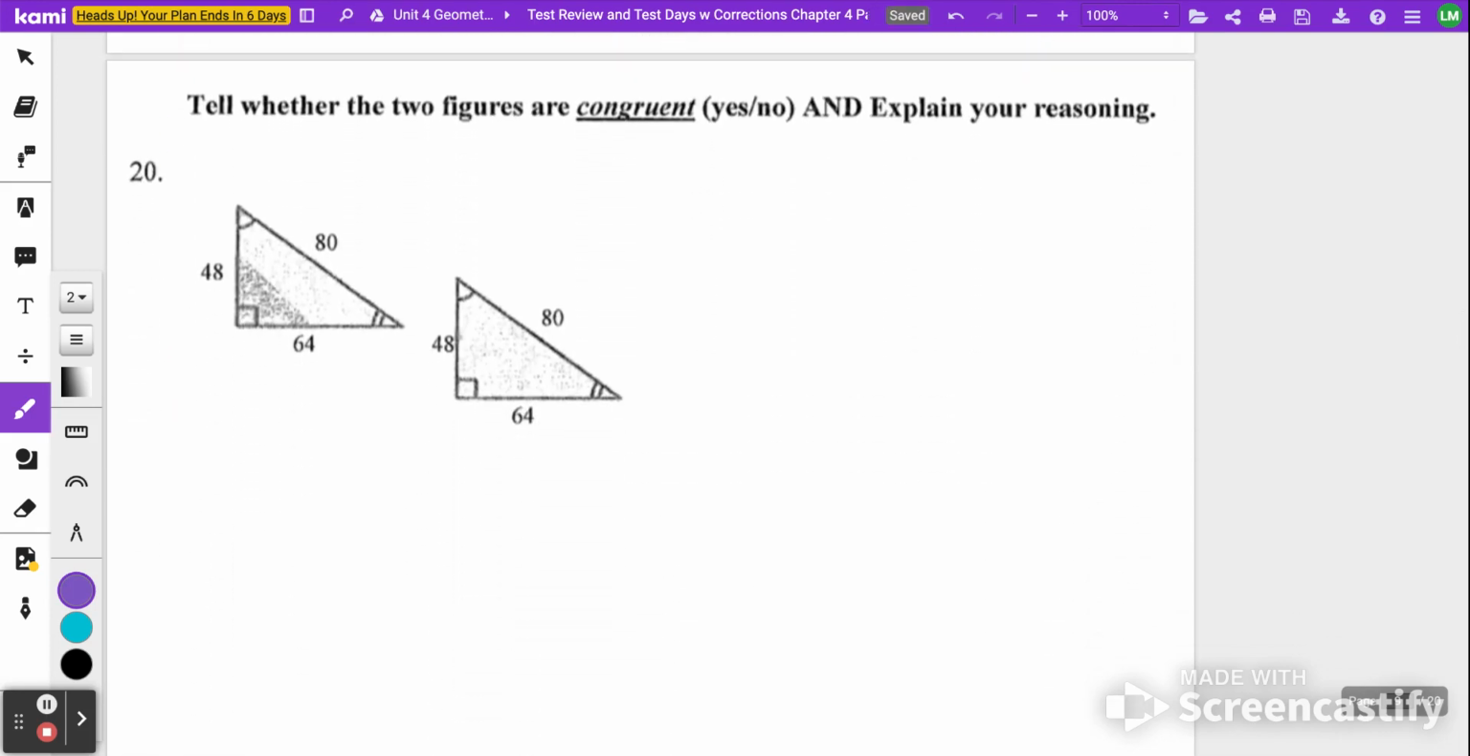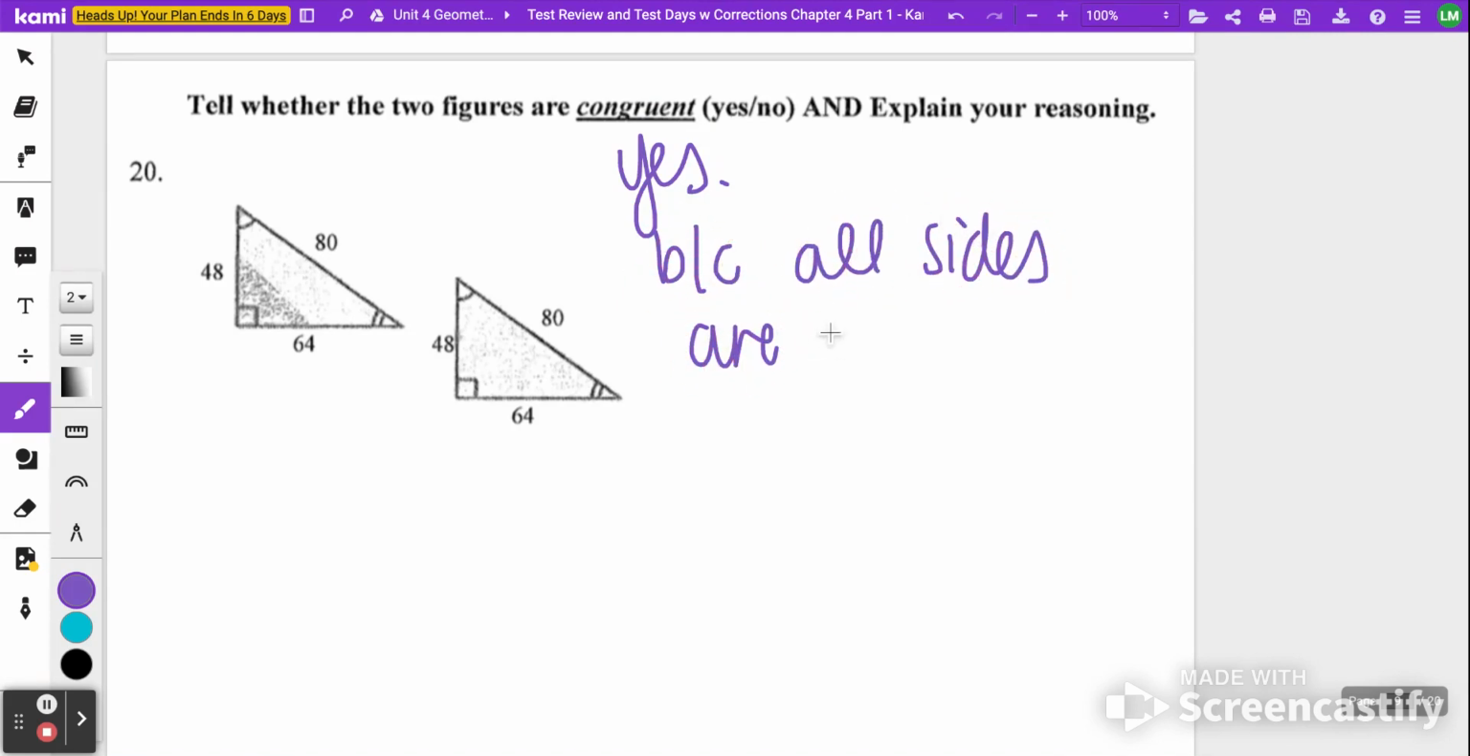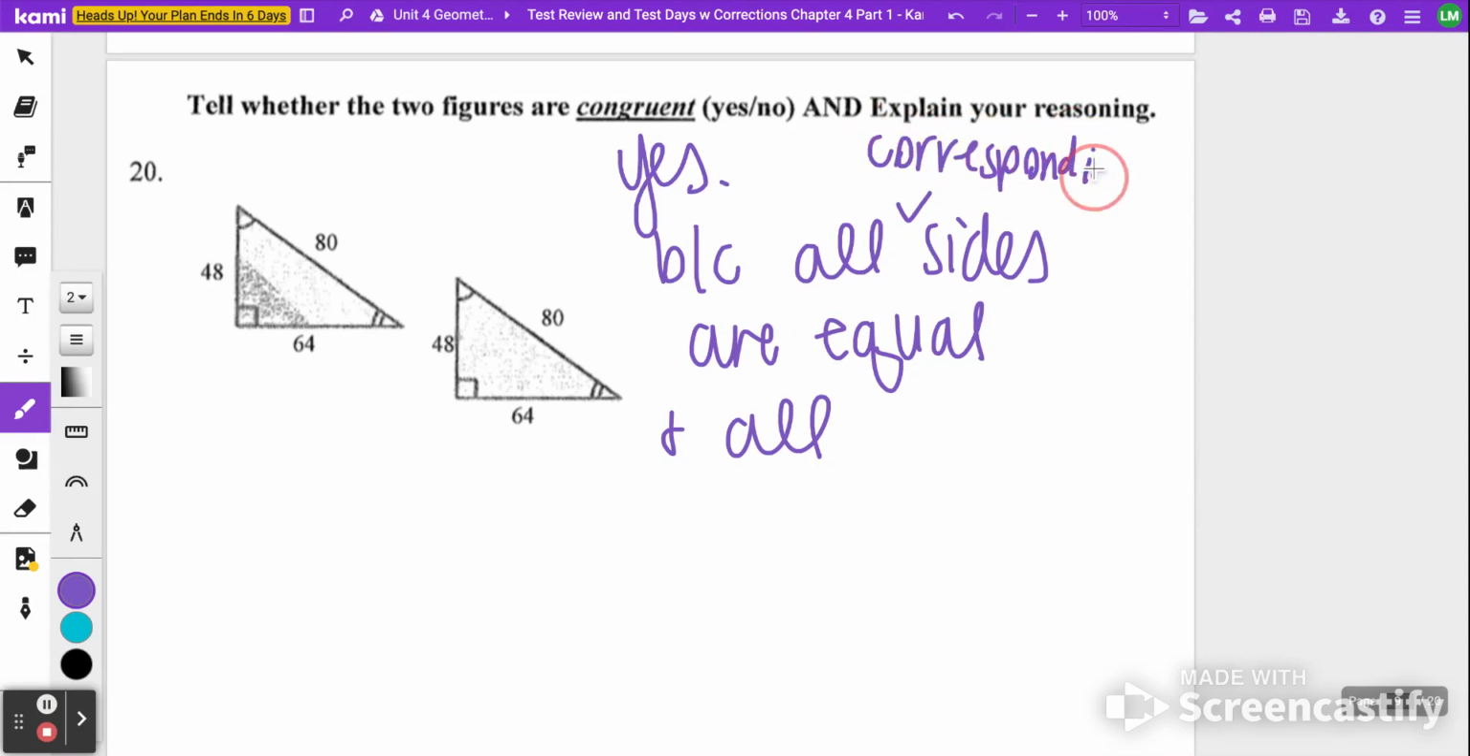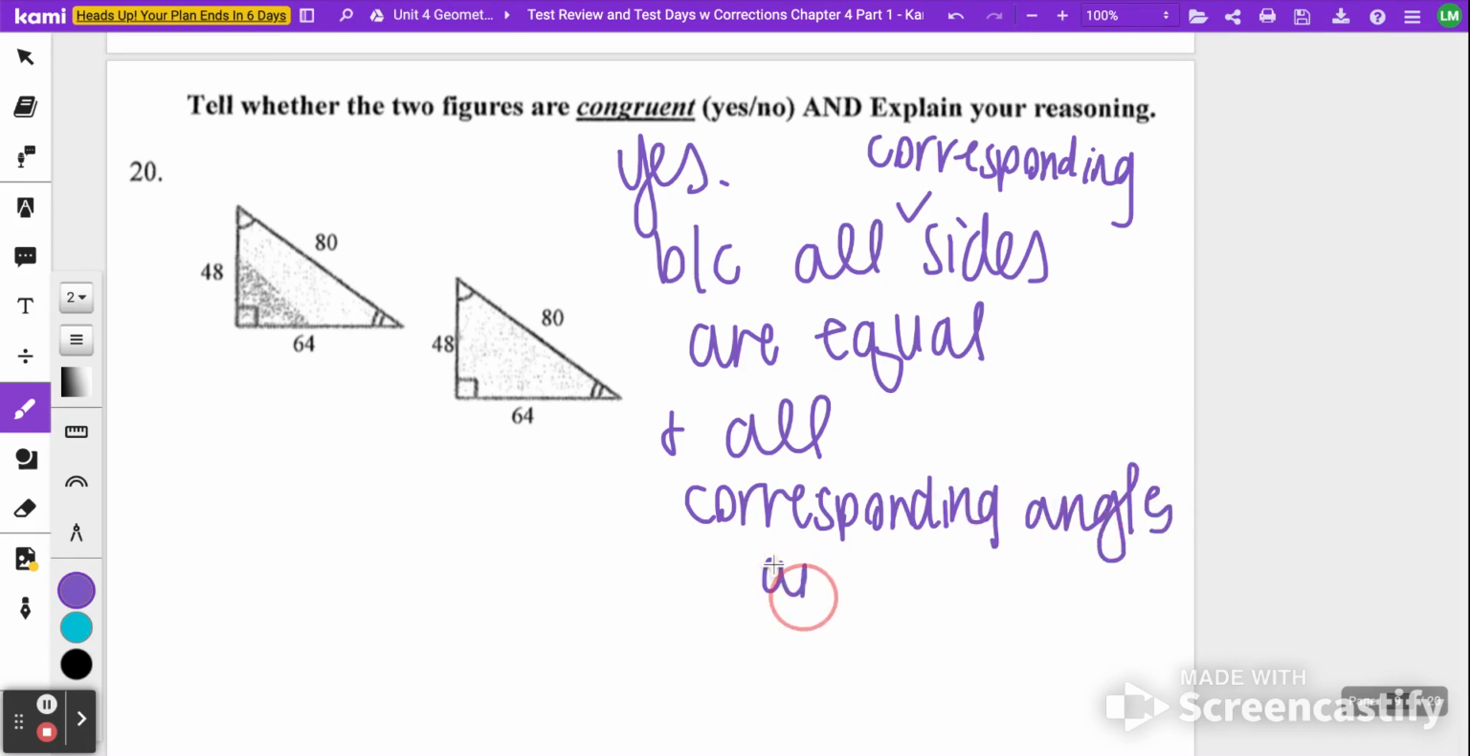Tell whether the 2 figures are congruent and explain your reasoning. So right here, it looks like they're congruent, but we want to know why. So yes, they are congruent because all sides are equal, and not all sides, but corresponding sides, and all corresponding angles are equal. Okay.